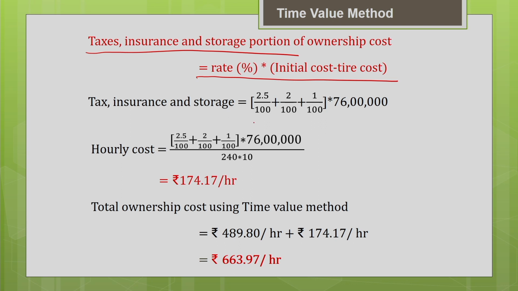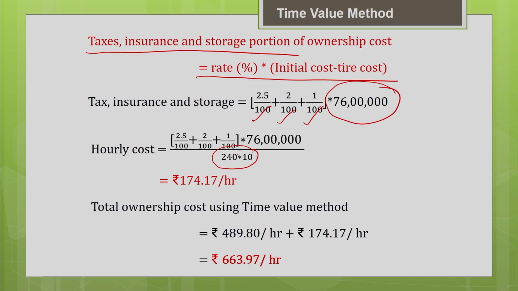So you add the tax component, insurance component and the storage percentage. Calculate the percentage of the initial cost minus tire cost. Divide it by the total hourly usage of the machine in a year, so that is divided by 2400. So you will get the hourly cost as rupees 174.17 per hour.